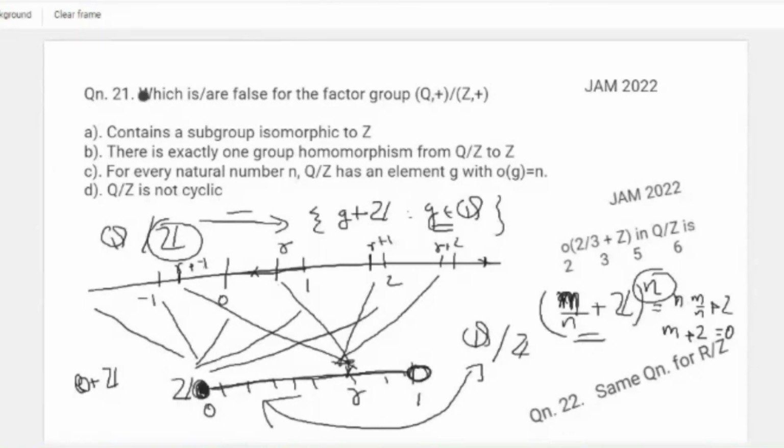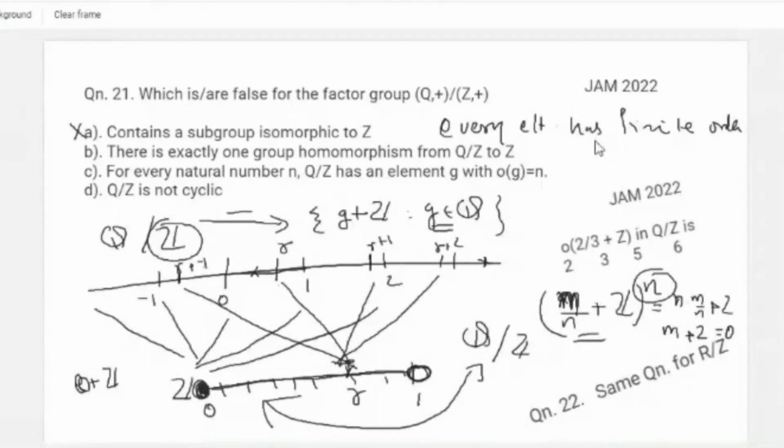It's not mentioned here, so this option is wrong. Contains a subgroup isomorphic to Z, a cyclic group? No element can generate the cyclic group Z, because every element has finite order. That is one of the points you have to mention here: every element has finite order.